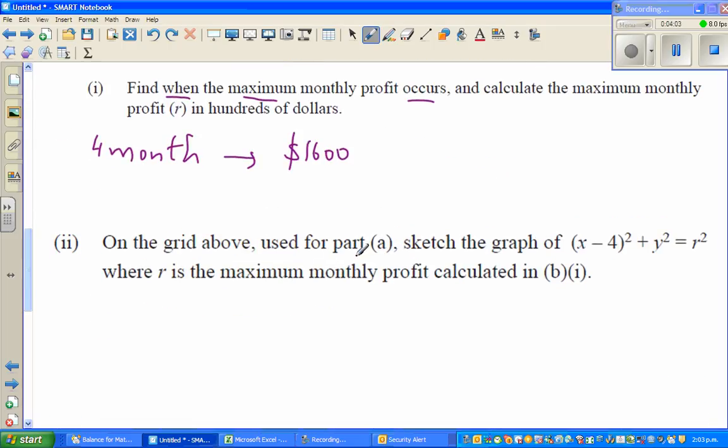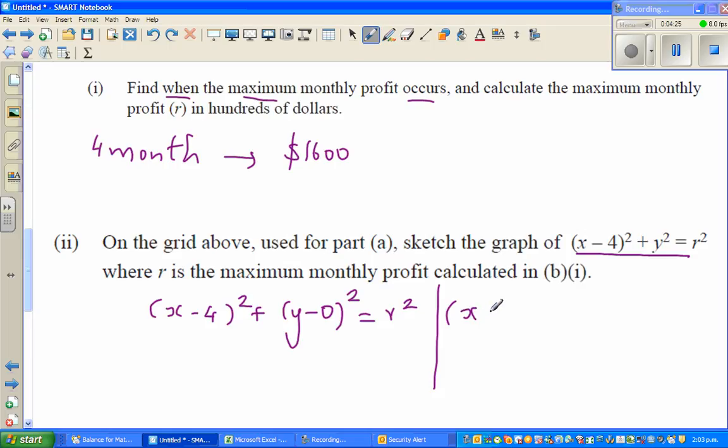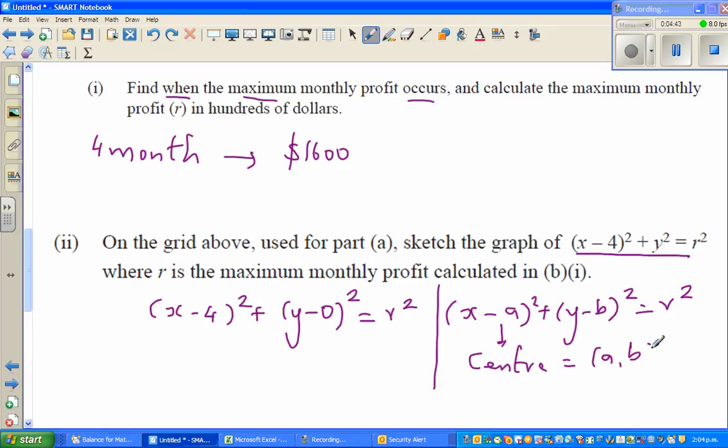On the same grid, use part A, sketch the graph of this. So let's read that. This is the equation of a circle, which is x minus 4 squared plus y minus 0 squared is equal to r squared. So I'll write the general form of a circle. The general form of a circle equation is x minus a squared plus y minus b squared is equal to r squared, where the center is a comma b, and the radius is r.